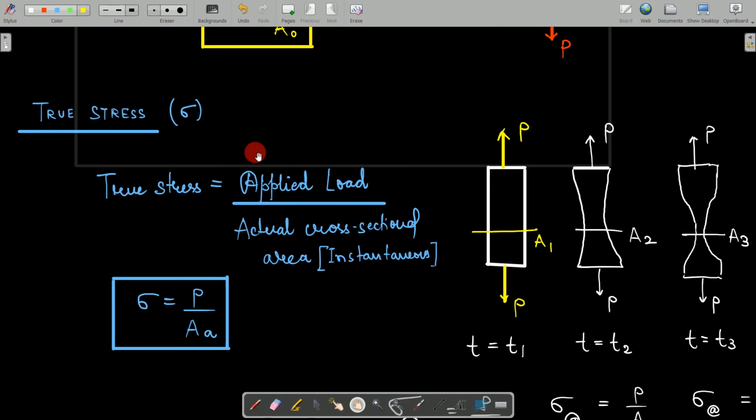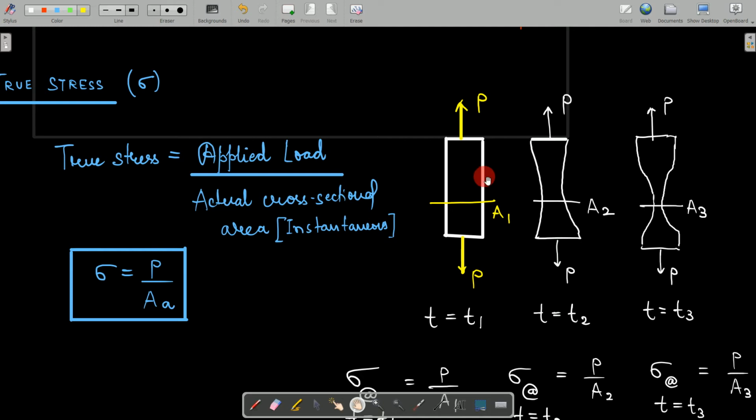And in contrast to that, if you have this applied load divided by the actual cross-sectional area, which is instantaneous, let us consider there is some deformation going on. So initially, let's say at time t is equal to t1, the cross-sectional area of the body is A1. At time t is equal to t2, the cross-section changed to A2. At time t is equal to t3, the area of cross-section changed to A3. Okay, and the load remains the same.